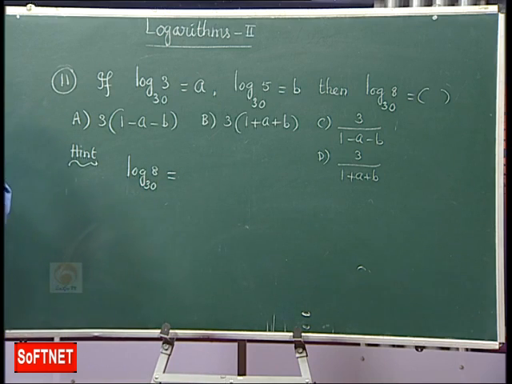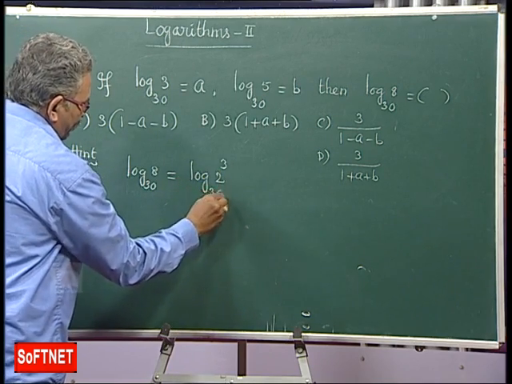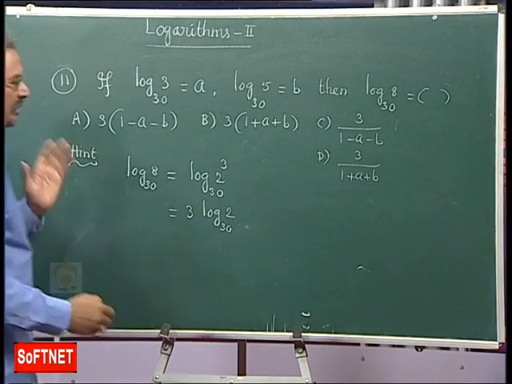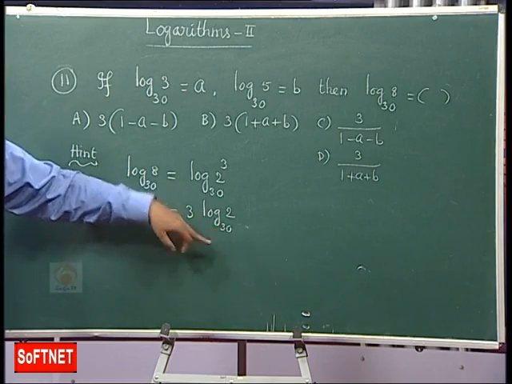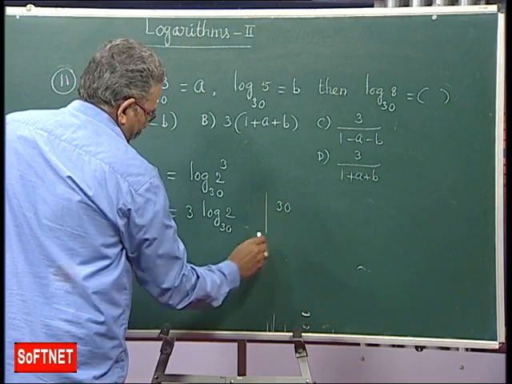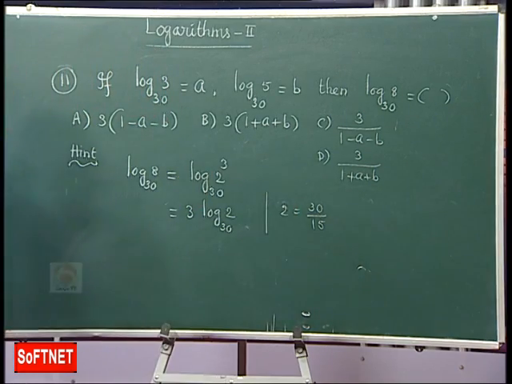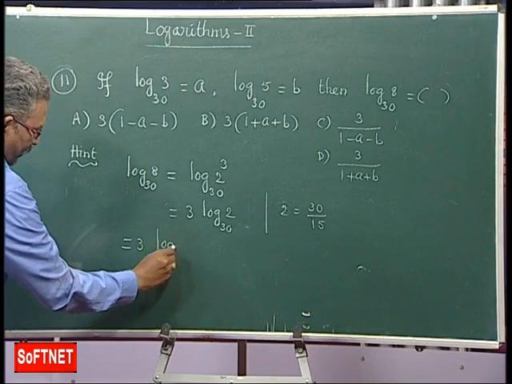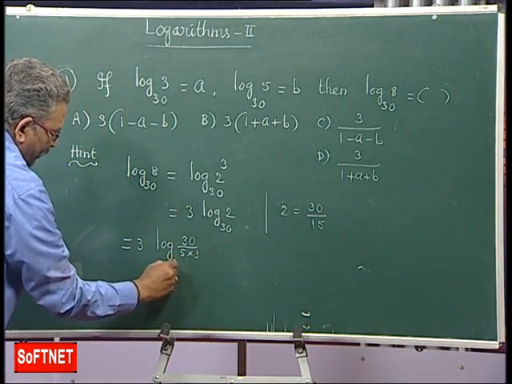That is our aim. So first let us write 8 as 2 cube, log 2 cube to the base 30. Now 3 times log 2 base 30. Just imagine this 30, 2 we have to write in terms of 30 and something. So we know that 2 is equal to 30 by 15. Am I correct? So now this can be written 3 times log of 30 divided by 15, which can be written 5 into 3, to the base 30.